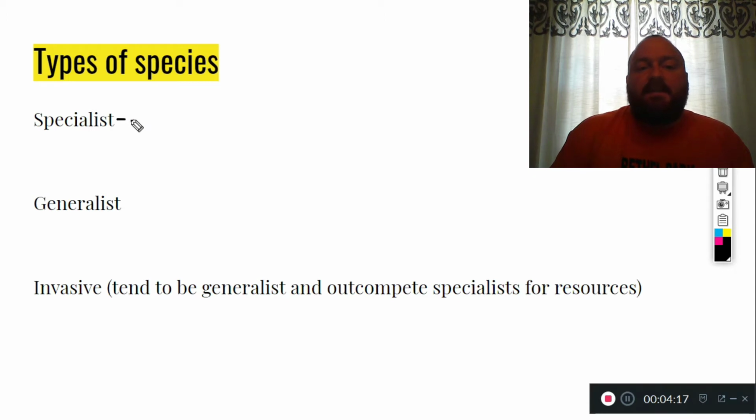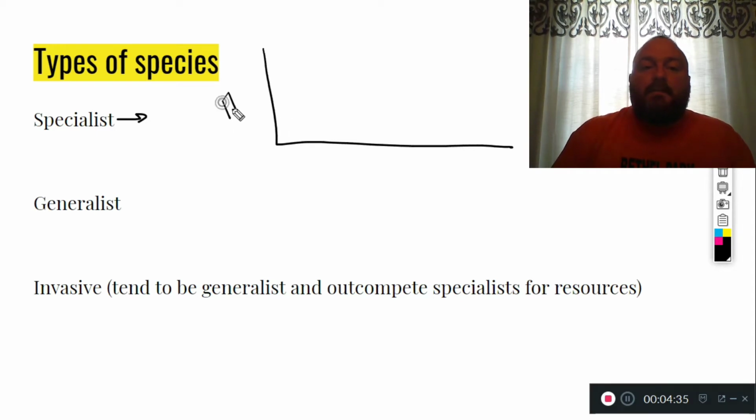So specialist species, again, to review, you guys should have remembered that specialists are the ones that need a very, very specific type of habitat to survive. They can only survive a very narrow range of resources. So when we graph out those resources, we get the niche of a species. So this would be the number of individuals, and this would be the resources used.